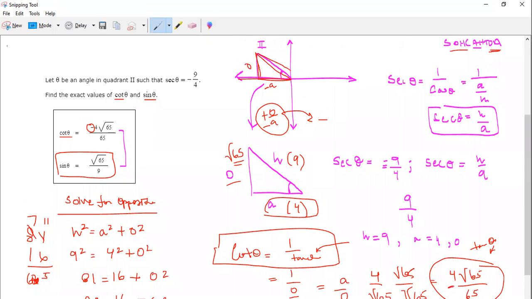So that's essentially how you solve these types of problems. You want to locate the angle in which quadrant it's in, and we're usually given that. And then, of course, determine the sides of the triangle, use the Pythagorean theorem to solve, and then once they're solved, we'll plug in for the trigonometric functions in question.